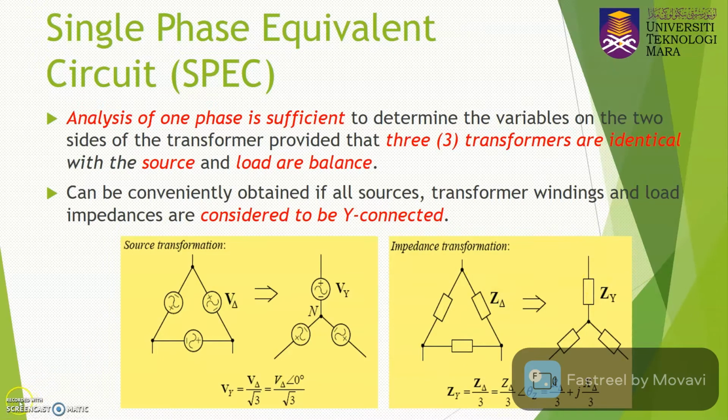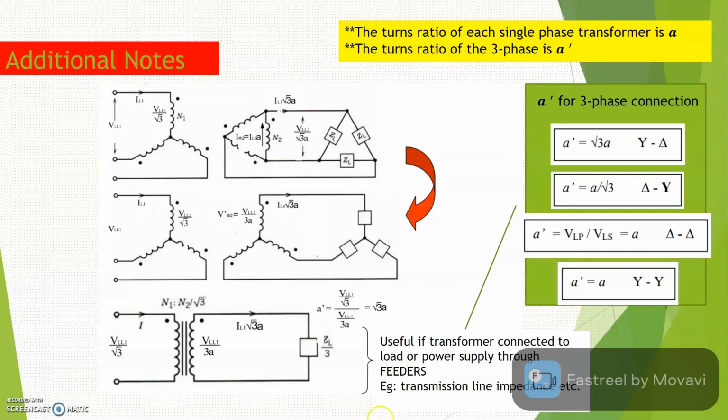Okay, so this diagram shows you step by step how to get the SPEC, the single phase equivalent circuit based on the three-phase configuration. Let's say here you have a three-phase transformer configuration with a Y and delta topology. First of all, you need to change from delta to Y.